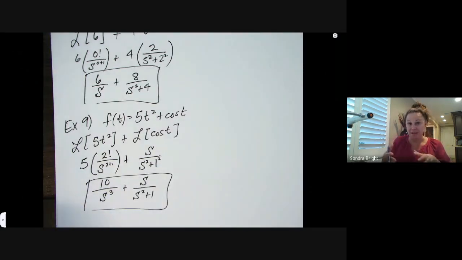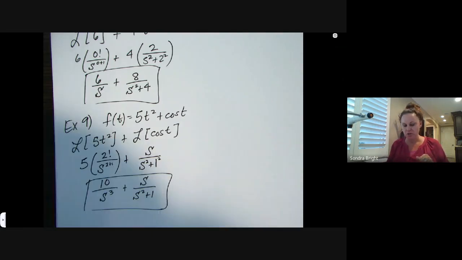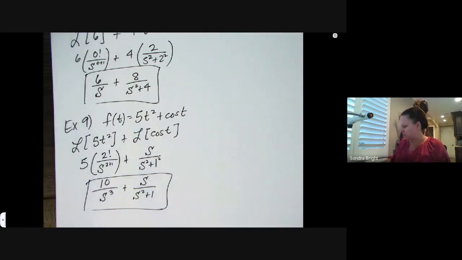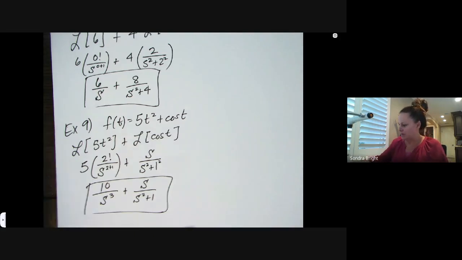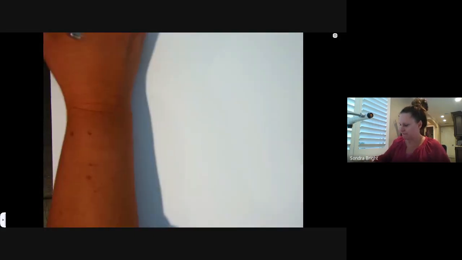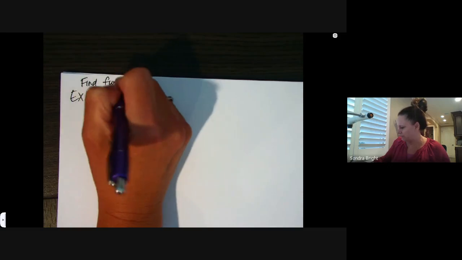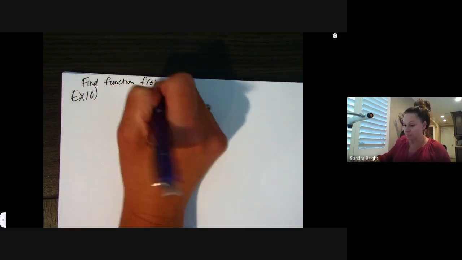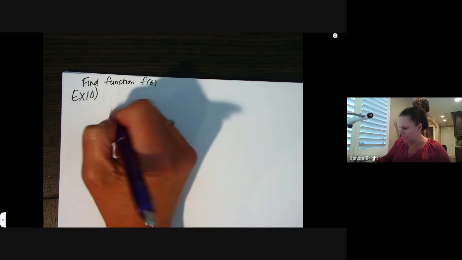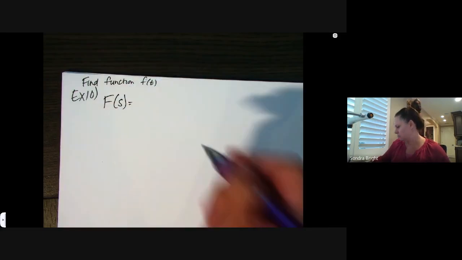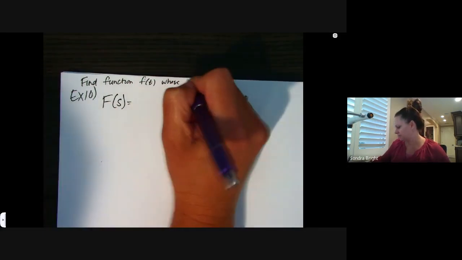All right, let's work backwards now. You've had lots of practice finding the Laplace transform. Now let's work backwards and find a function f of t whose Laplace transform, big F of s, is given.